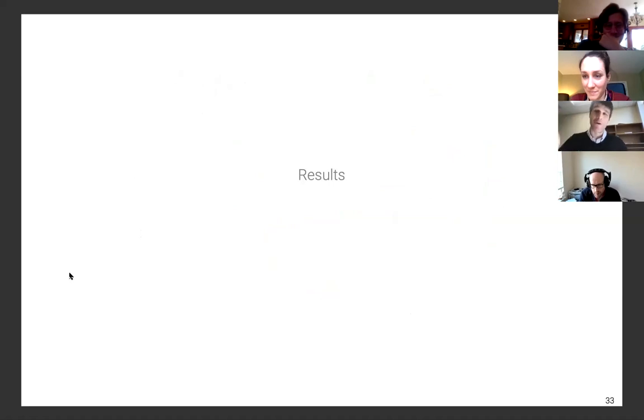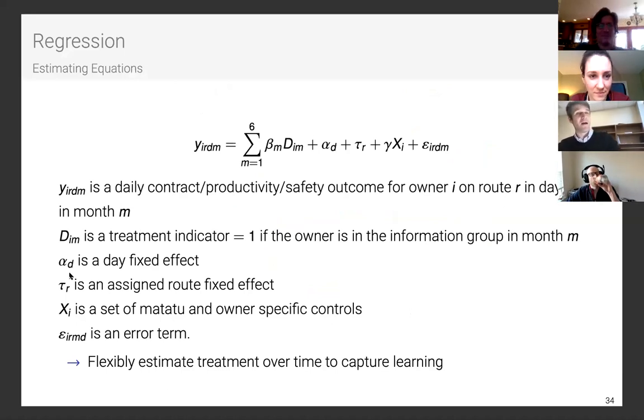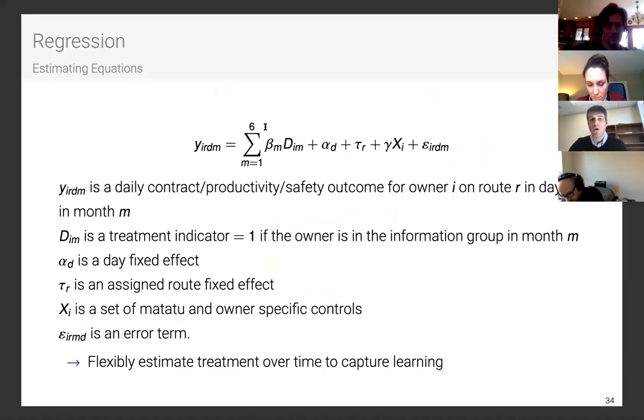So this was a little preview of what we might expect to see change. Okay, what about results? I'm going to show you the most basic results we have, which come from a fairly standard regression. All our outcomes are captured on a daily basis, and we're allowing the treatment effect to vary by month of our study. So this is a treatment indicator, with beta allowed to vary by month. We do this because we expect there to be learning, as the owners figure out what to do with this information. It takes time for them to get their driver to change. So all our regressions are going to show six dots, which are the treatment effect over the course of the study.